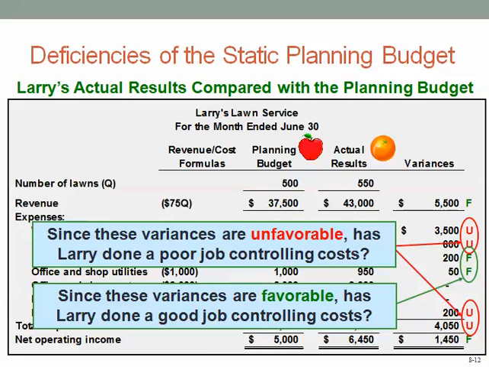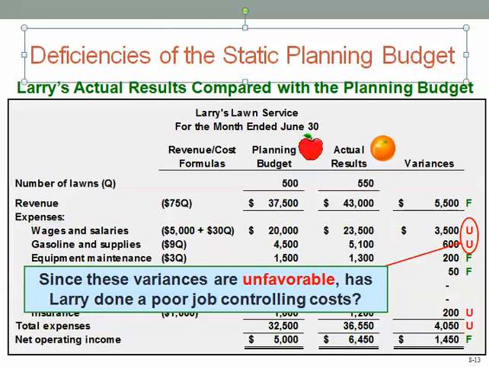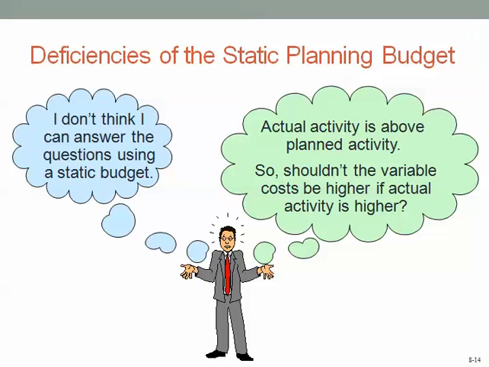We need to be careful in interpreting our variances. Just because he has some unfavorable variances, does this necessarily mean that Larry has done a poor job at controlling costs? And for the favorable variances, does that mean he's done a good job at controlling costs? For example, consider the wages and salaries and our gasoline and supplies. Since we cut more lawns than we had originally expected, we would expect these costs to be higher.